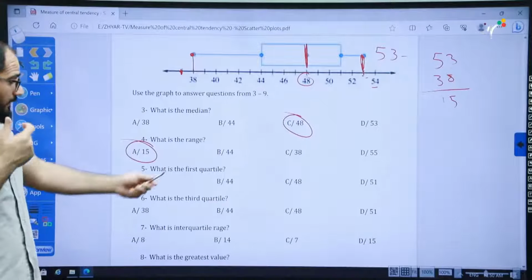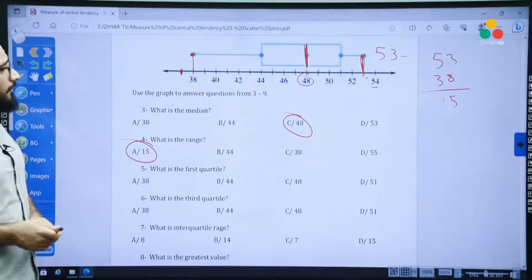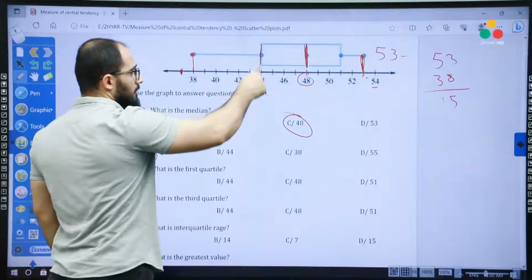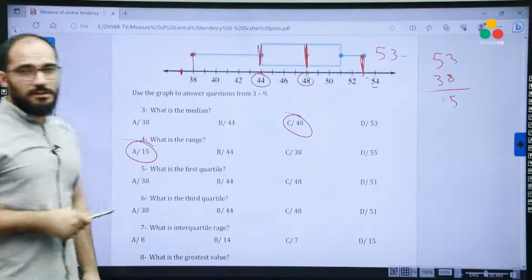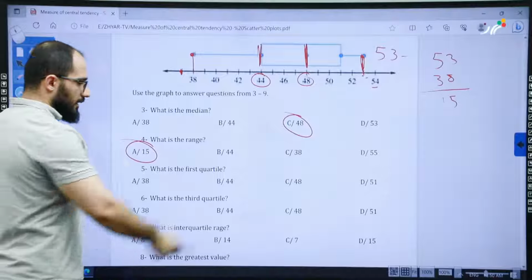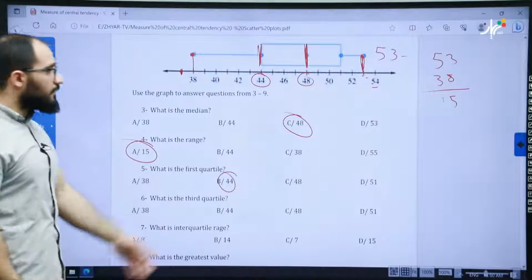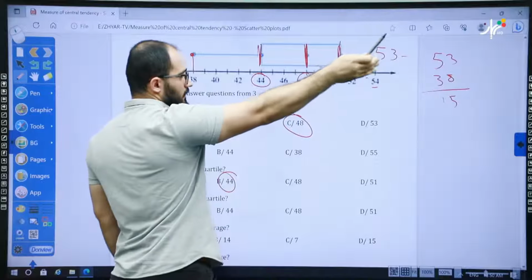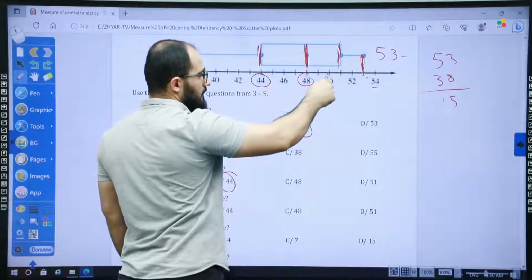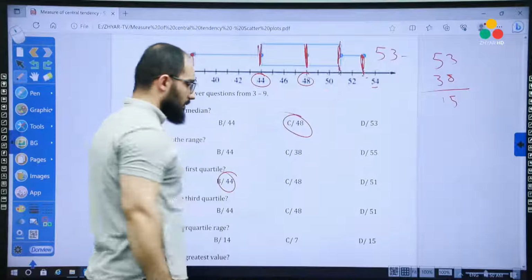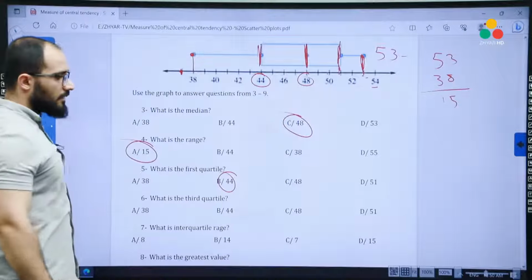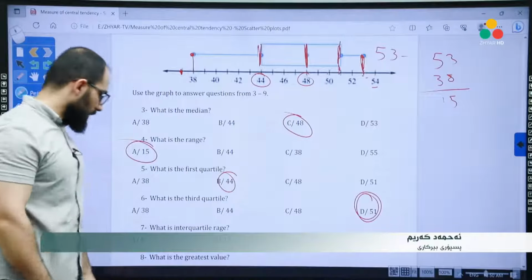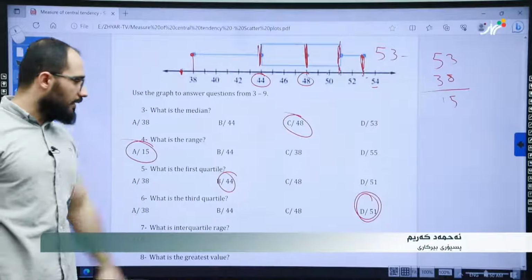Then, what is the first quartile? You know that it's located on the left side, so the first quartile is 44. What about the third quartile? The third quartile is located on the upper side, the upper half. Then we have 50, and this one is 51, so the third quartile is 51. Then what is the interquartile range?